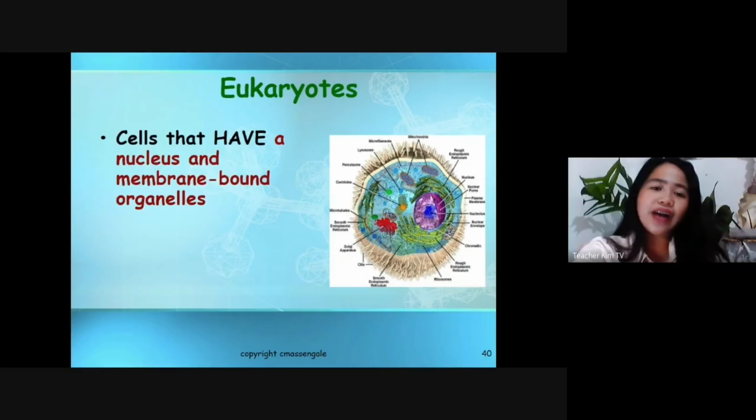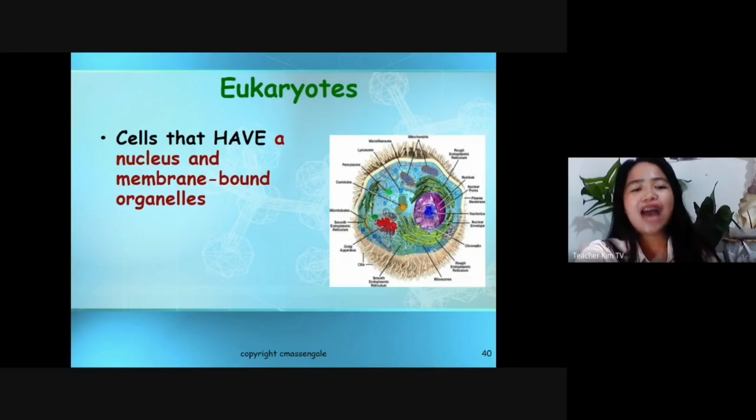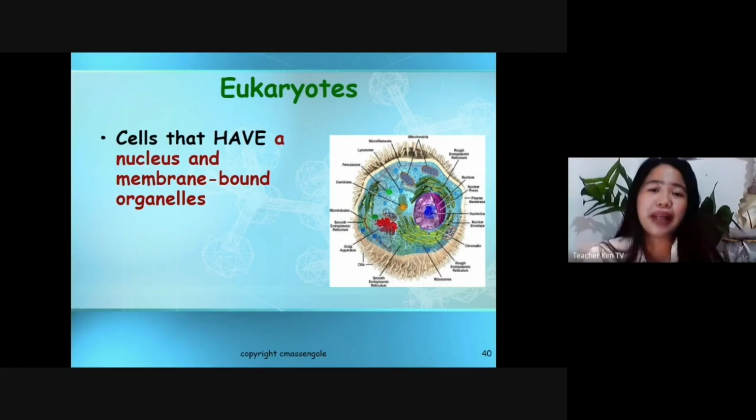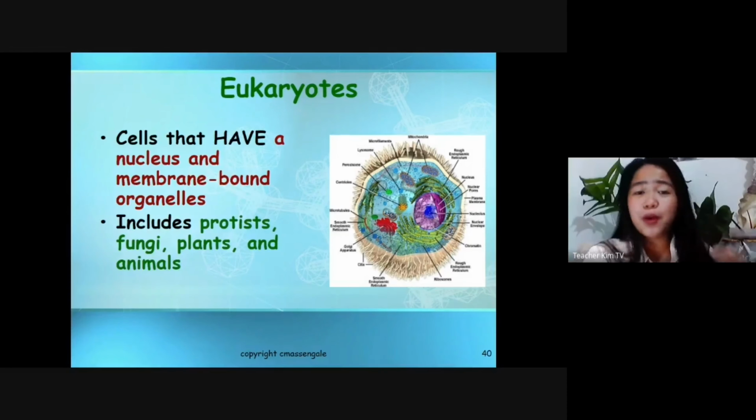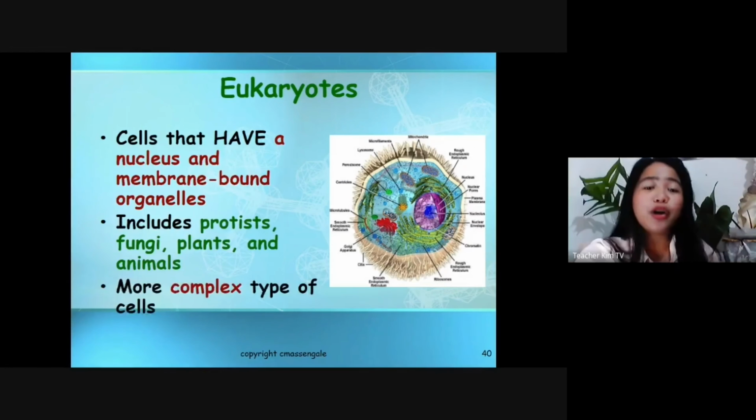On the other hand, the eukaryotic cells, they have a nucleus and membrane-bound organelles. So, you should remember that. Take note of that. So, unlike prokaryotic cell, eukaryotic cells have membrane-bound organelles and nucleus. So, it includes the protists, the fungi, plants, and animals. So, lahat sila ay eukaryotic cell. And they are more complex.